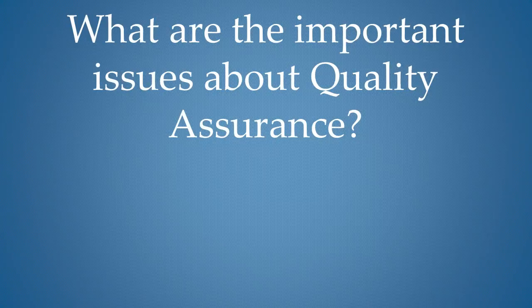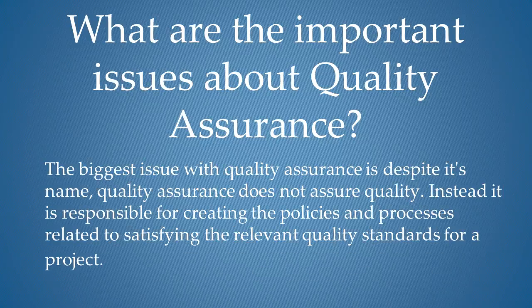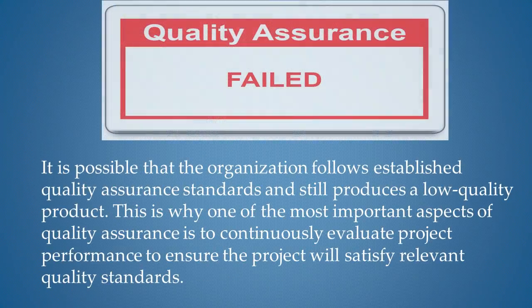What are important issues about quality assurance? Well, perhaps the biggest issue with quality assurance is despite its name, quality assurance does not assure quality. Instead, it is responsible for creating the policies and processes related to satisfying the relevant quality standards for a project. It is possible that the organization follows established quality assurance standards and still produces a low quality product. This is why one of the most important aspects of quality assurance is to continuously evaluate project performance to ensure the project will satisfy relevant quality standards.